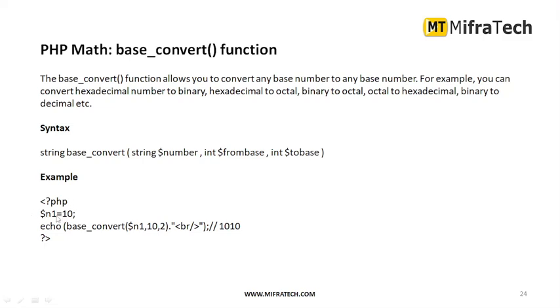PHP $n1 equals 10, echo base_convert $n1, 10, 2. Here it will display 1010. It converts decimal to binary, and similarly hexadecimal to binary.